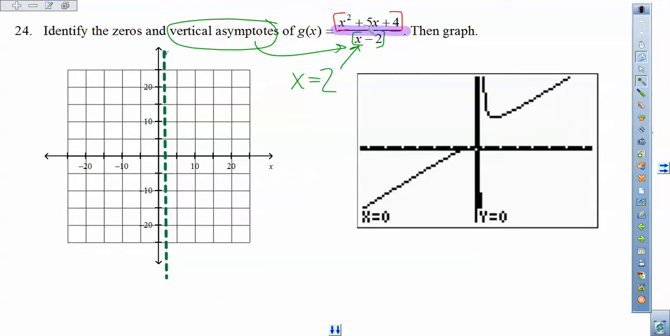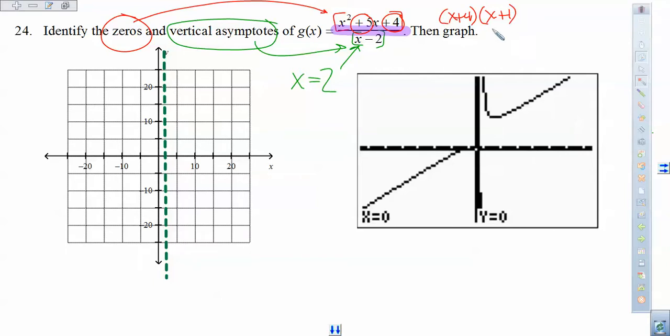The zeros can be found in the numerator. You have to take that numerator, we got to factor it. Two numbers that multiply to give you 4, add up to give you 5. That'd be x plus 4 times x plus 1. Go ahead and look at the opposite sign right there. So you have a 0 at negative 4 and a 0 at negative 1. So negative 4, negative 1.